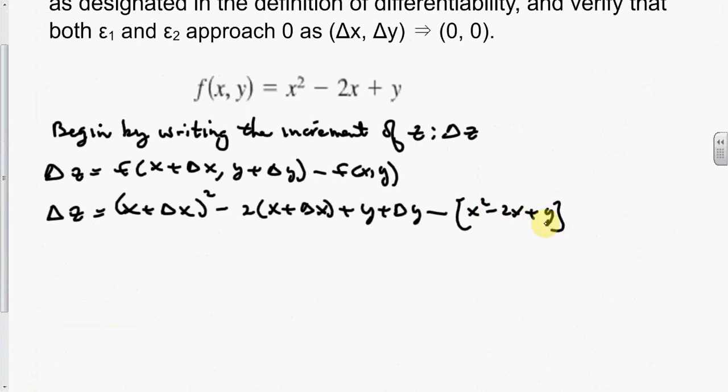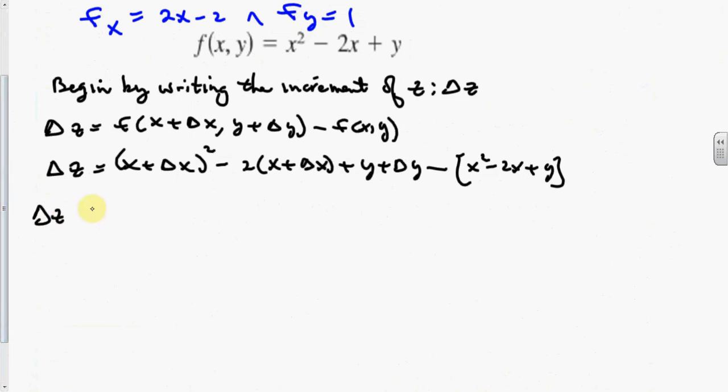I'm just going to work with this and simplify it. Now, in the simplification, two things you want to keep in mind. What is the partial of f with respect to x? Use the shortcut. We look at it. We get 2x minus 2. And what is the partial of f with respect to y? It's just 1. Keep that in mind as we simplify this increment. Okay?